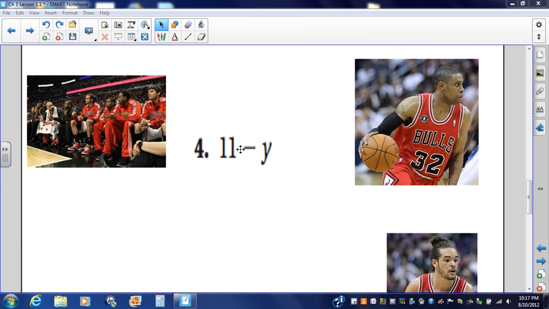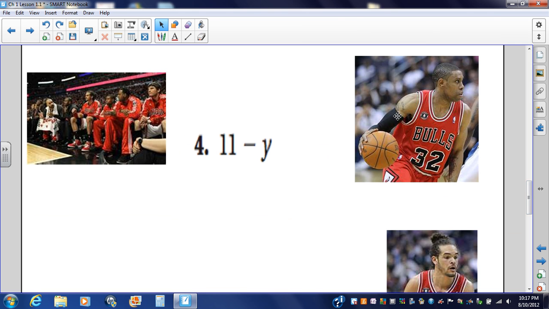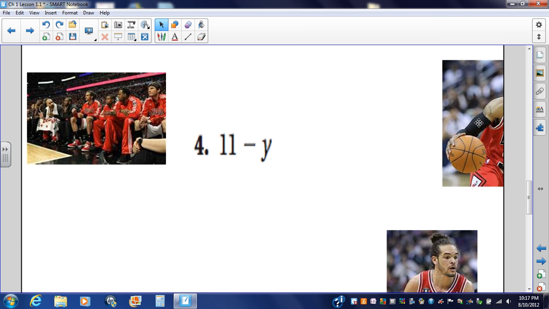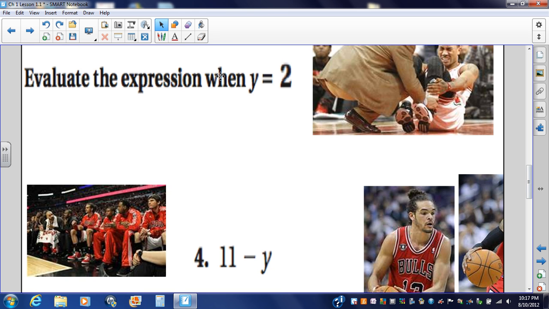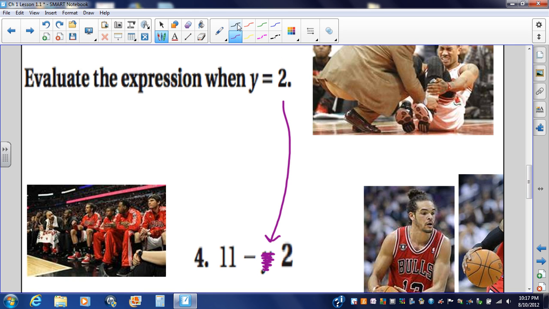And our last expression, please write 11 minus y. We have a number, we have an operation, and we have a letter. Our player gets hurt, pretend, we have to put someone in his spot. In this case, y is going to get hurt. 2 is going to go in his spot. 11 minus 2 gives us 9.